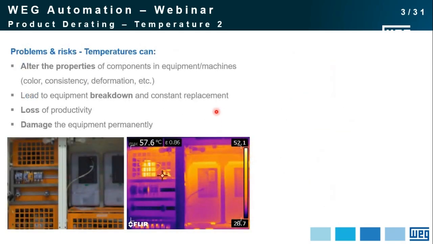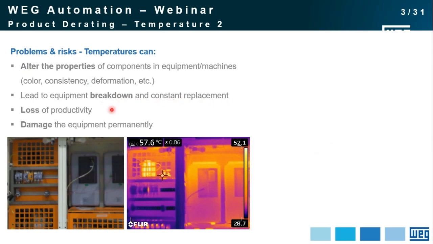So what are the problems and risks that you can have by applying a product at a temperature above its nominal? Properties can be altered. Color can change, consistency can change. You can also have deformation of the materials, and that can lead to equipment breakdown and maybe even constant replacement, which will affect the productivity of your process.